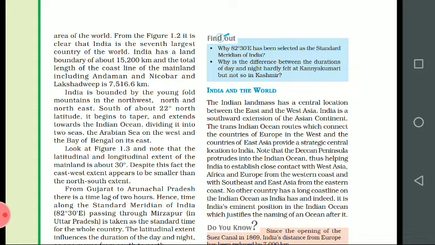For example, Kanyakumari is close to the equator, whereas Kashmir is far from the equator. This means Kanyakumari is at a lesser latitude as compared to Kashmir. That is why the variation in the duration of day and night is hardly felt at Kanyakumari but not so in Kashmir. That's all for the day.